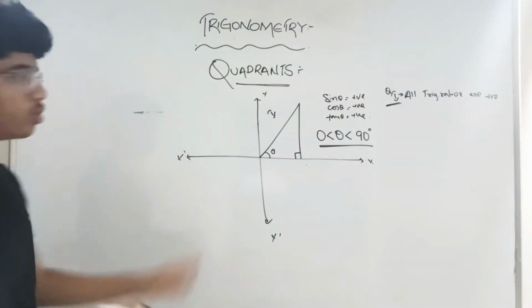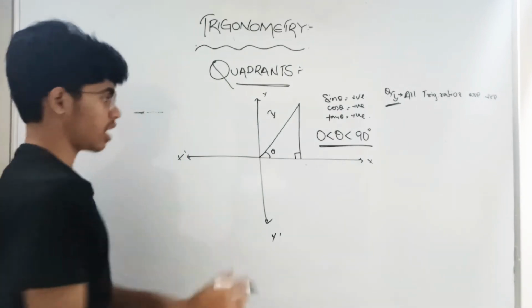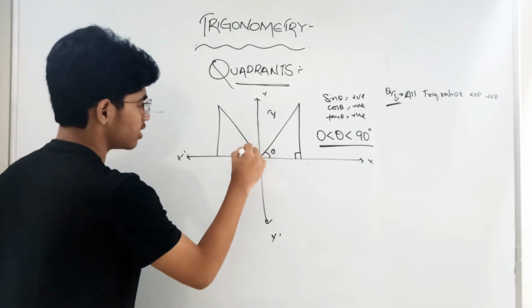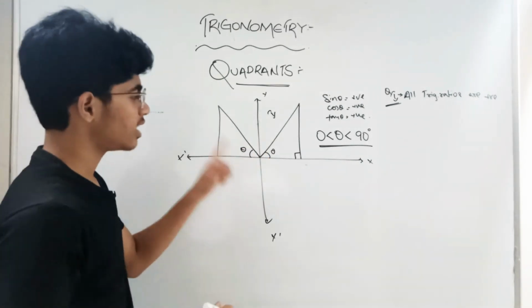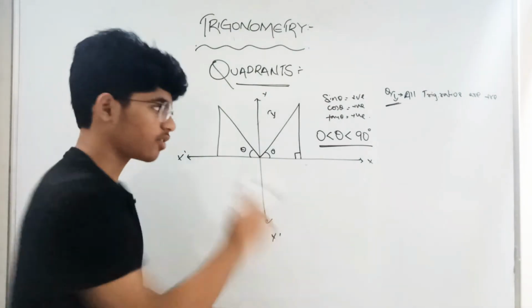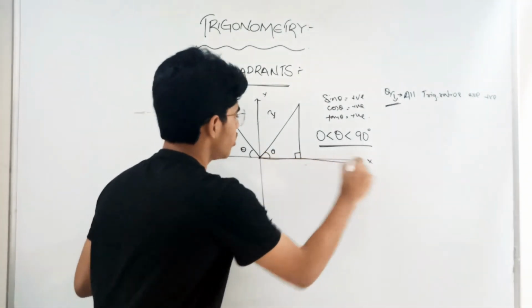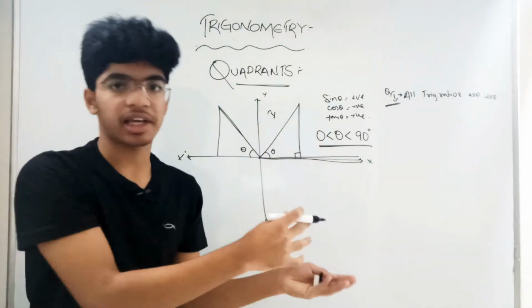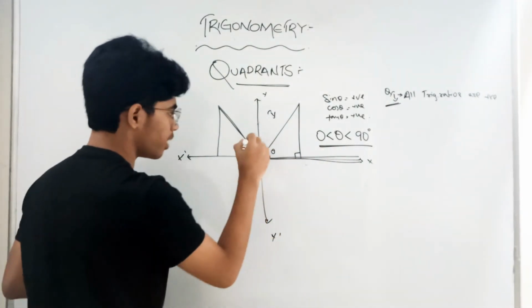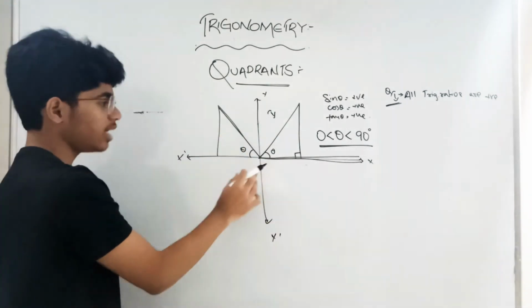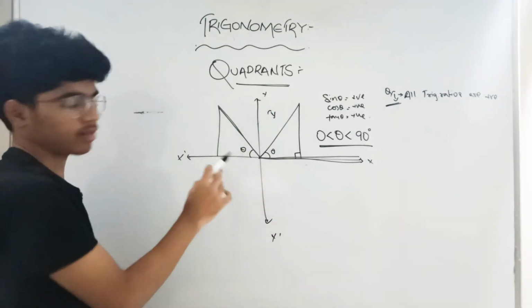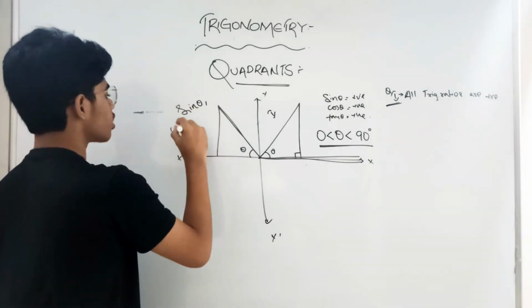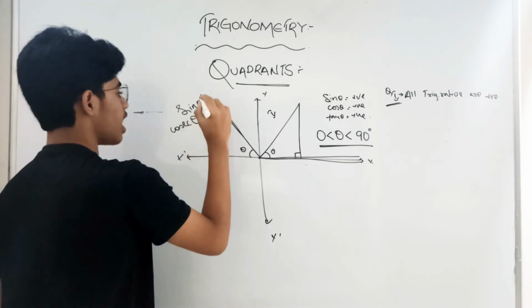So if we go to quadrant 2, we'll be drawing another right angle triangle like this, having theta. We know that all angles start from the x-axis, so from here to here. This is a big angle, an obtuse angle. It will be so big that I don't want to draw it here, but we know that theta is there. Good. So sine theta and cosecant theta are positive.